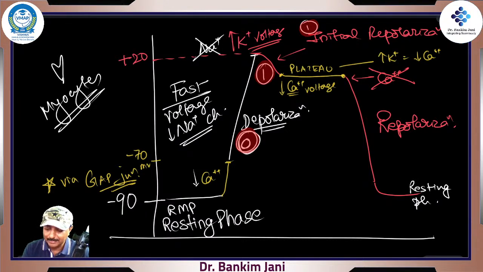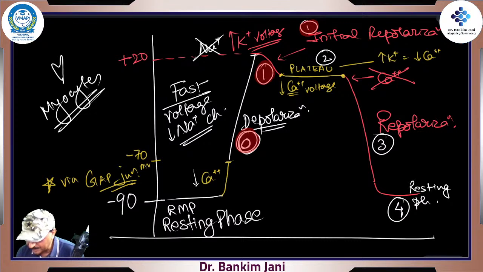And then this plateau is called stage 2. The repolarization which is happening is called stage 3, and this resting phase is called stage 4. So we started our journey from stage 4. Then from stage 4, it went to stage 0, that is depolarization. From depolarization, it went to stage 1, the initial repolarization. From initial repolarization, it went to stage 2, the plateau. From plateau, it went to repolarization, stage 3, and then back to stage 4, right?